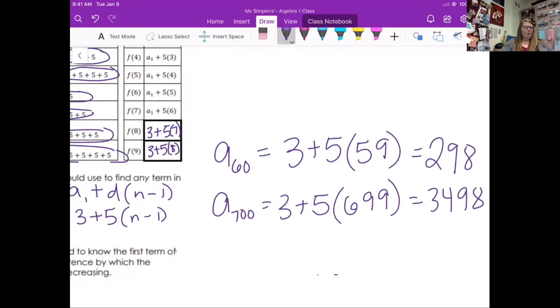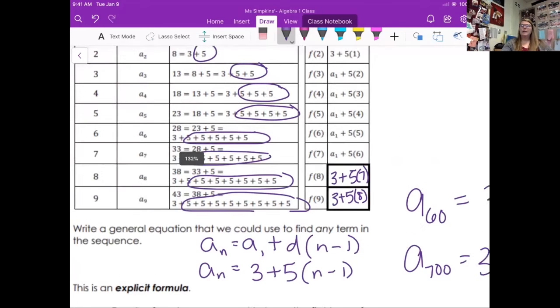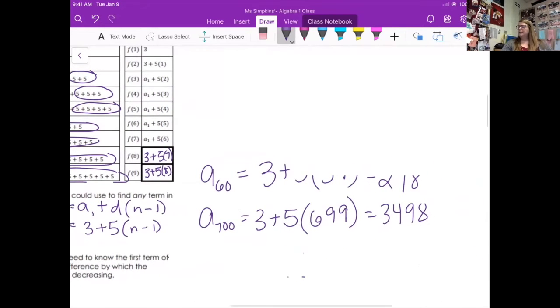3,498. A quick one for this sequence, what does it have to end in? Your answer? 8 or 3. Yeah, look, all of those ended in 8 or 3. So if you got something like 645, I at least know that I did something wrong. So just make sure that you see the pattern there so that you know it has to end in an 8 or a 3.